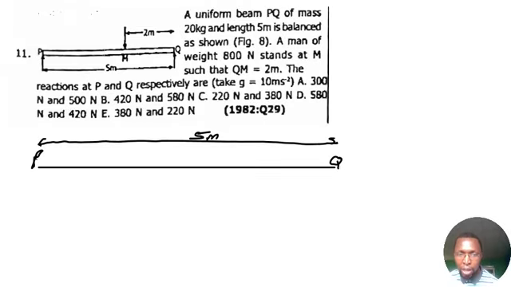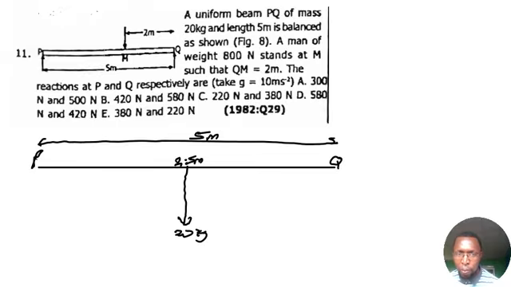It means that the weight of the 20 kilogram mass is acting at the center. So the weight is acting at the center, which is 2.5, half of 5, because it is uniform. Take note of that. So the weight is acting at the center.